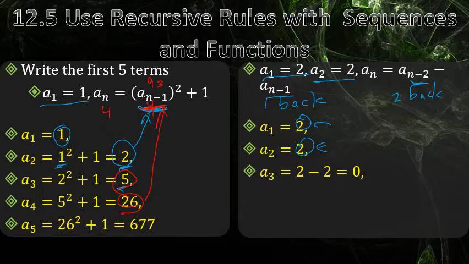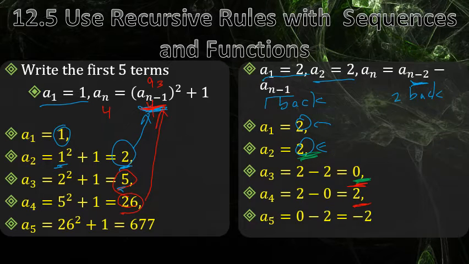So now for the next one, we have 2 back and 1 back. So it's 2 minus 0. And then for the next one, it's 2 back minus 1 back. So it's 0 minus 2, or negative 2. So when you see n minus 1, that's the previous number. When you see n minus 2, it means you count back 2 numbers. n minus 3, you'd count back 3 numbers.